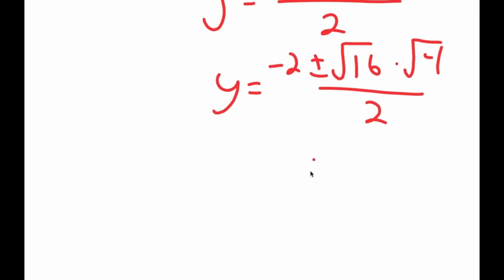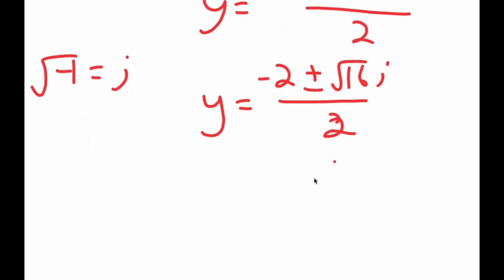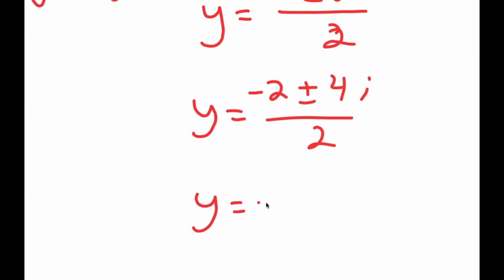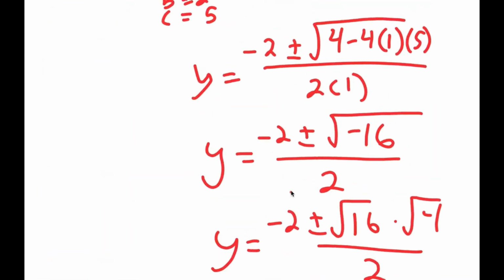The square root of negative 1, as you may already know, is the imaginary number i. So this is equal to negative 2 plus or minus the square root of 16 times i, over 2. The square root of 16 is 4, so y equals negative 2 plus or minus 4i, over 2. Now if I divide this by 2, I get y = -1 ± 2i. So these are two more solutions for y.